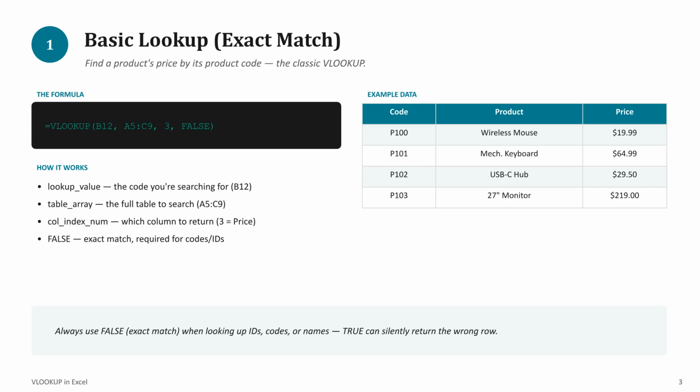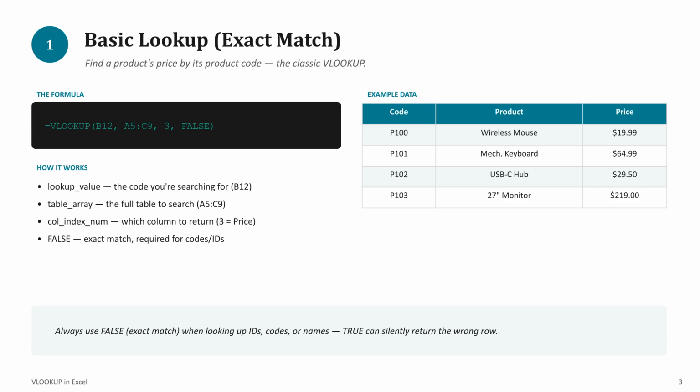And finally, false. That last argument is really important. False means we want an exact match. When you're looking up something like a product code, an employee ID, or a name, you almost always want false, because an approximate match could quietly return the wrong row, and you might not even notice. So if we type in P102 as our code, VLOOKUP scans down column A, finds P102, and pulls back $29.50 from the price column, automatically.